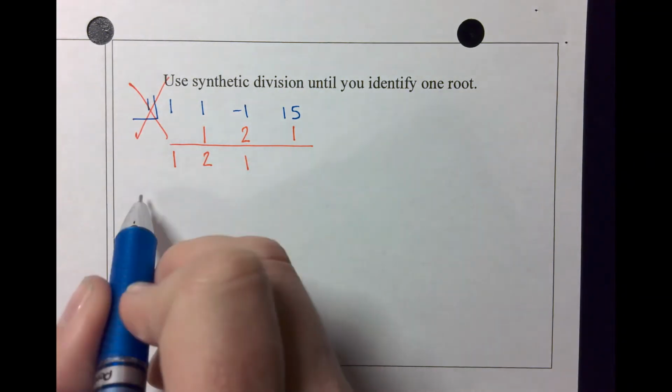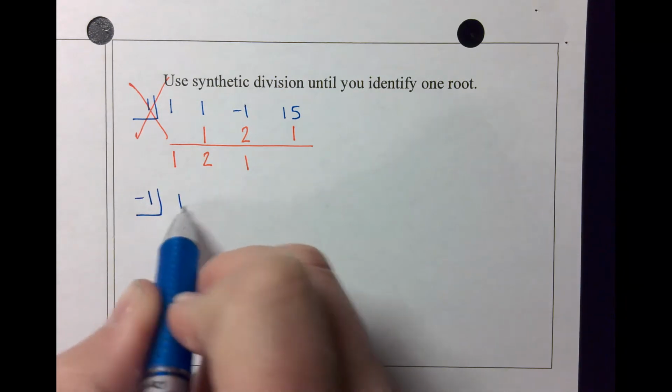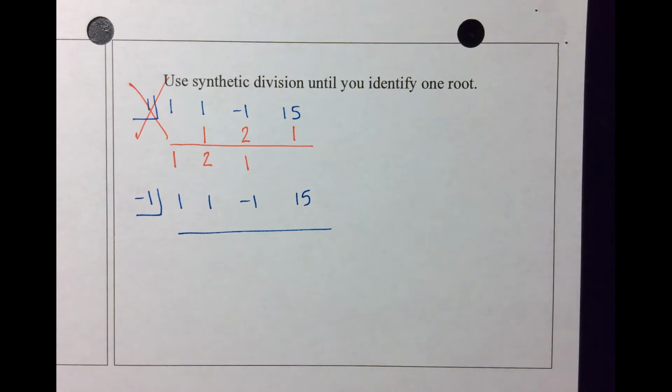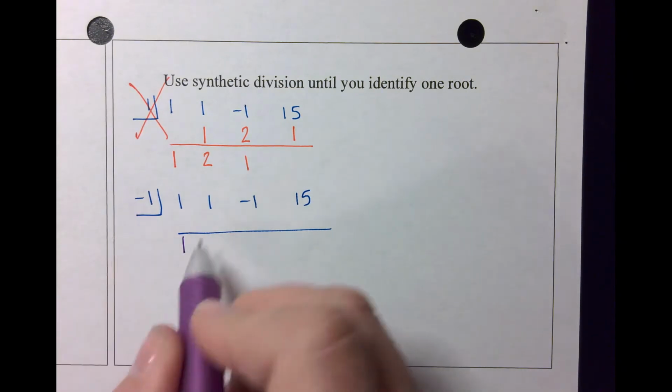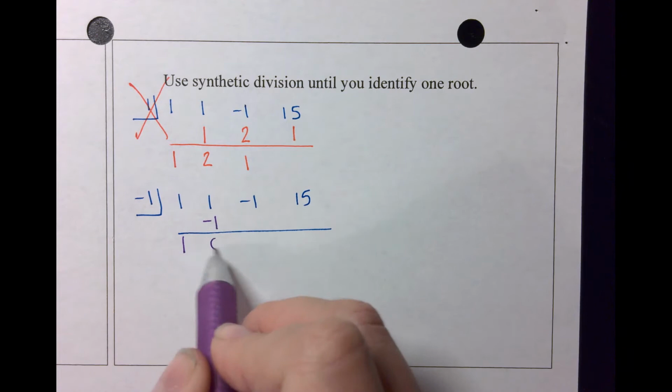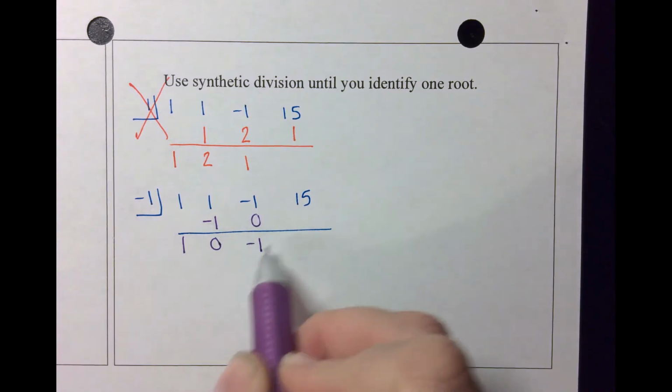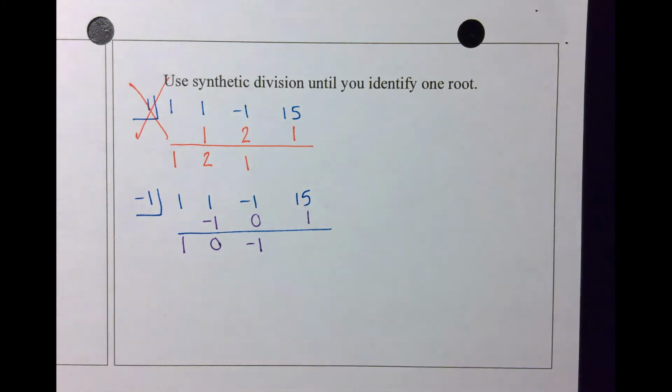So if 1 doesn't work, maybe the next one I try is negative 1. All right, here we go. I'm going to drop the 1. 1 times negative 1 is negative 1. Add to get 0. 0 times negative 1 is 0. Add to get negative 1. Multiply to get a 1. That doesn't give me 0, so that one doesn't work.